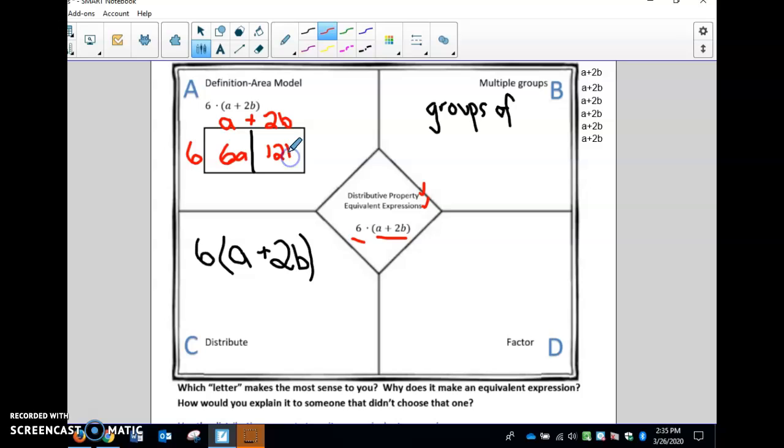And I can actually leave it just like that. I don't have to simplify it. I don't have to change it at all. I could just write 6a plus 12b. And that is the expression that's equivalent to this expression using that area model.